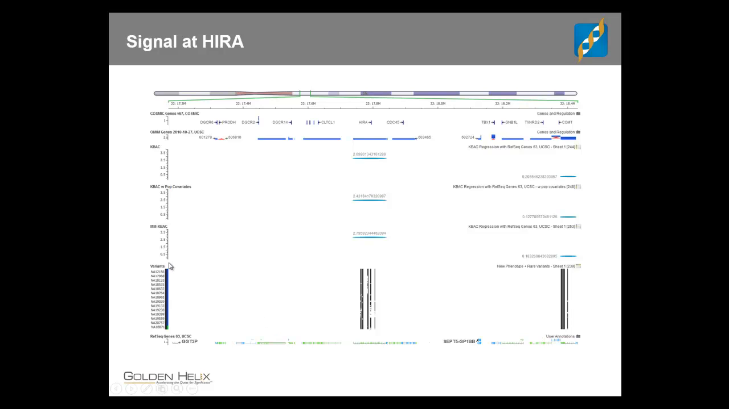I also want to note that I have these variants grouped so that the controls are at the top and the cases are at the bottom. Again, because we have such a small number of cases to controls, there's just a small bar at the bottom.